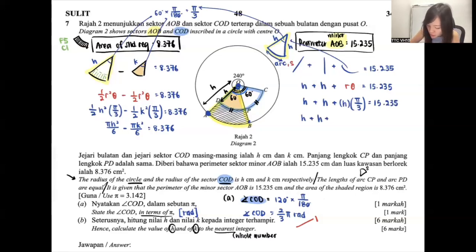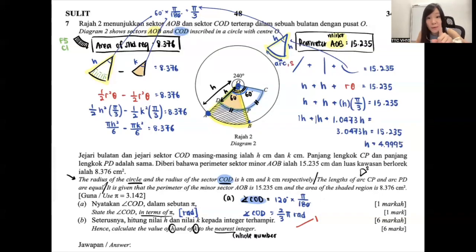I write nicely for you. This is 1.0473h. So this one got 1h, this one got 1h, then plus all this. So 1.0473h plus 1 altogether got 3.0473h. Don't switch off your calculator. Keep pressing. Equals to this. So for h, move it over, divide: 15.235 divided by this. I guess getting 4.9995.